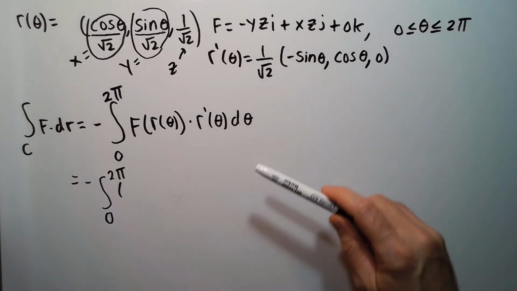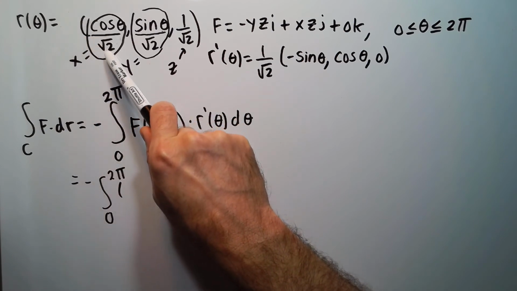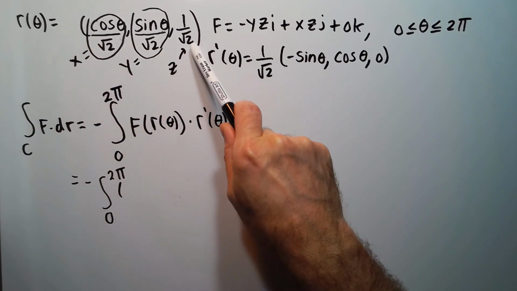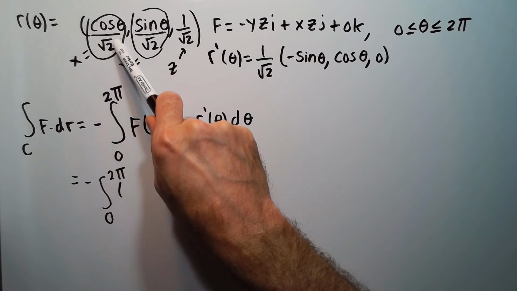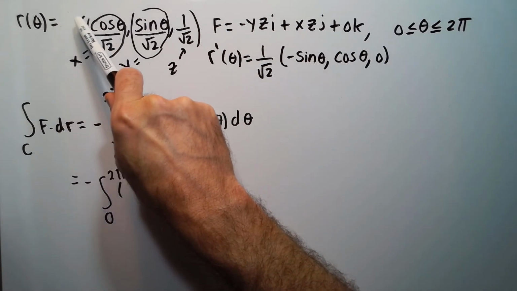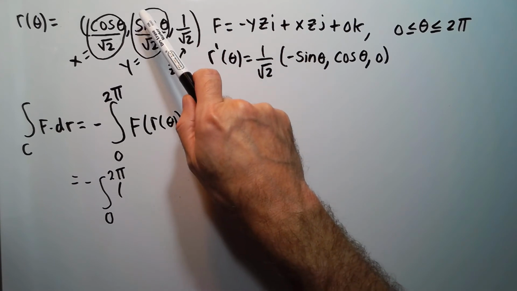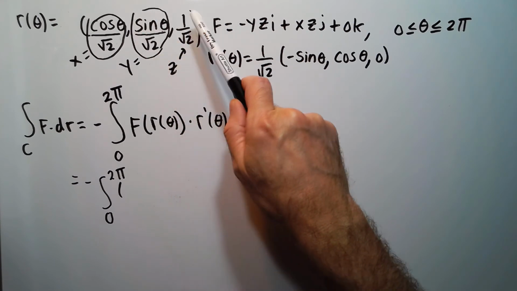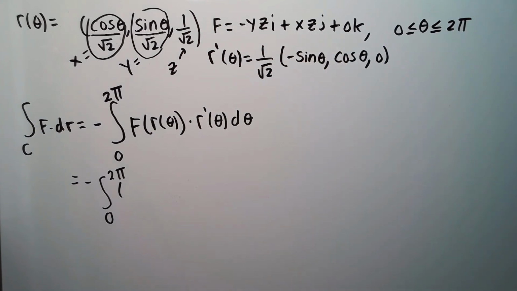Sorry, let me just point out something here. I just noticed that we had the 1 over square root of 2 out in front here. I should put that in here, because my x will then be the cosine divided by square root of 2. So when I said it was just the cosine last time, I was incorrect. You should multiply that 1 over square root of 2 in so you can identify your x, y, and z. So y would be sine theta over square root of 2, z would be 1 over square root of 2. Now let me plug in.